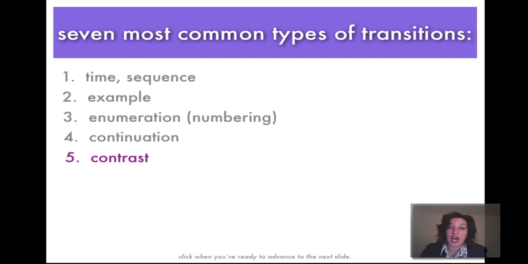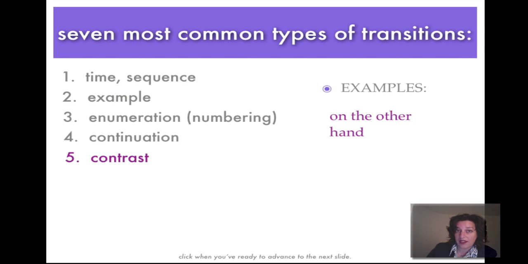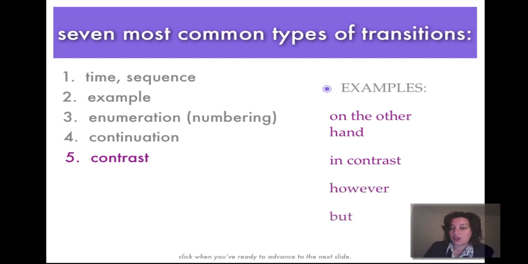Okay, now we come to contrast words. These show how something is different from something else. On the other hand, in contrast, however. So you would show something being different from something else. My sister is blonde, however, I am brunette. Today is beautiful, but tomorrow it will rain. It's showing something being different.